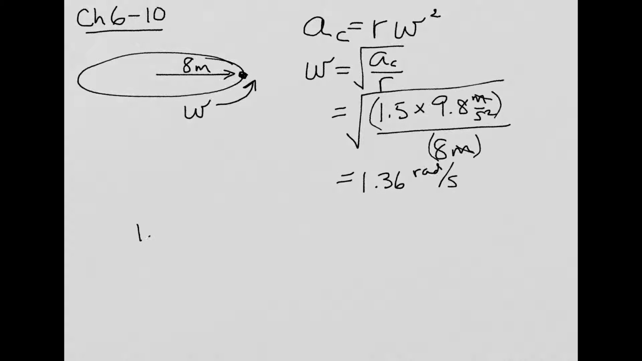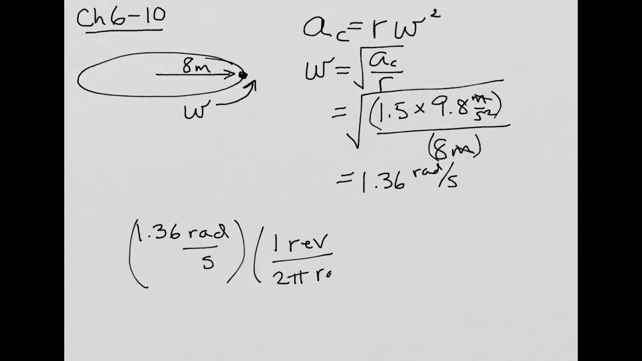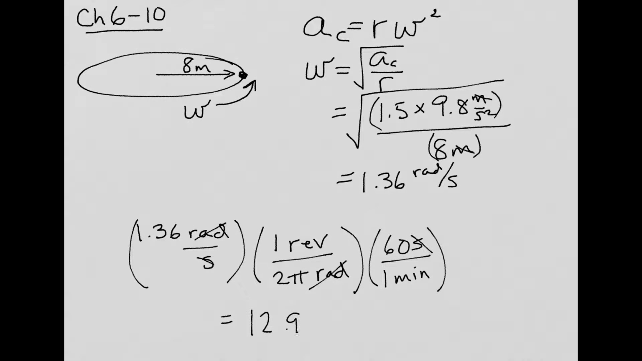Now, how would I convert that to revolutions per minute? I have to get rid of radians, and we know that 1 revolution is 2 pi radians. So that gets rid of those. And I know that in 1 minute there are 60 seconds. So that gets rid of seconds. And I'll be left with revolutions per minute. And it turns out that that equals 12.9 revolutions per minute, RPM.